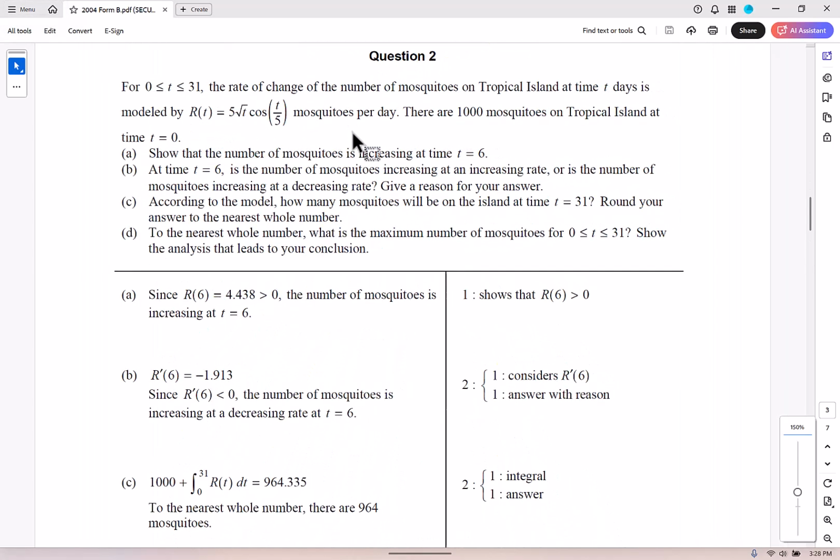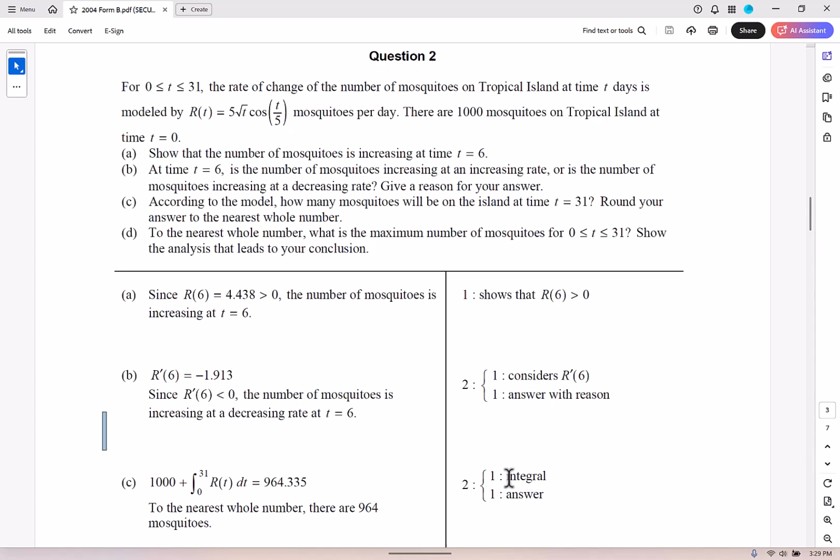They just gave us 1 point for letter A. Since R of 6 is 4.438, which is positive, the number of mosquitoes is increasing at t equals 6. We got it. Letter B. Did we get negative 1.913? Yep. Since R prime of 6 is negative, the number of mosquitoes is increasing at a decreasing rate. Perfect. We got it.